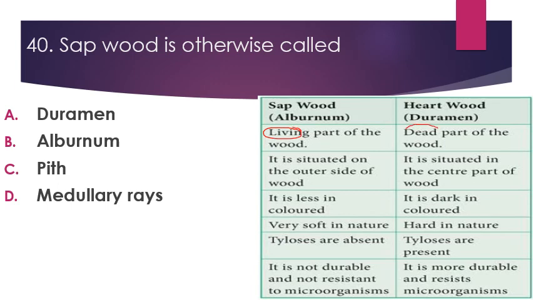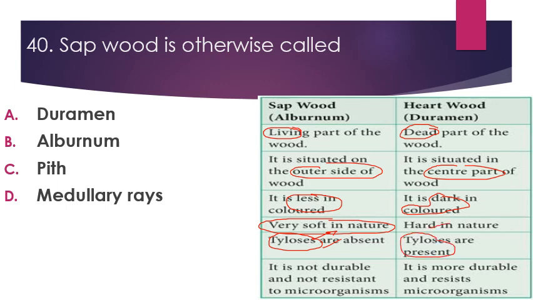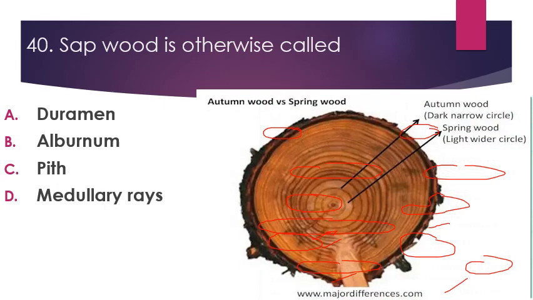First, sapwood is the living part of the wood, while hardwood is the dead part. The sapwood is situated on the outer side and is lighter in color, while the hardwood is situated in the central part, as we have seen in the previous image, and is darker in color. Sapwood is soft in nature and tyloses are absent. Tyloses are basically the plugs which block the xylem vessels and tracheids. Hardwood is hard in nature and tyloses are present. Sapwood is not durable and not resistant to microbes, while hardwood is durable and resistant to microorganisms.